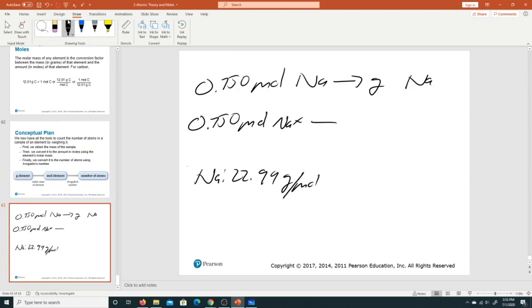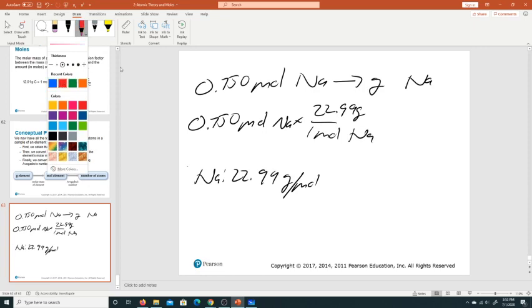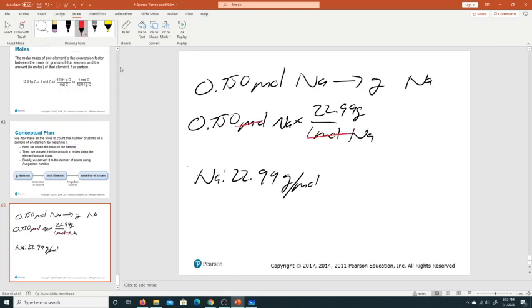If I want moles to cancel, I put moles on the bottom. So it's 22.99 grams to 1 mole of Na. Notice moles, whoopsie, what did I do wrong? I wasn't paying attention. 1 mole of Na is 22.99 grams. So if you ever want to know what comes next, look at the previous step. Moles on top means moles go on the bottom. Check units. So moles cancel, moles cancel.